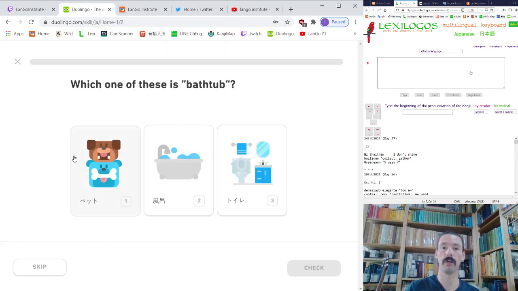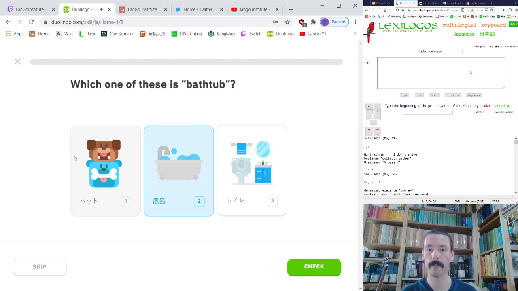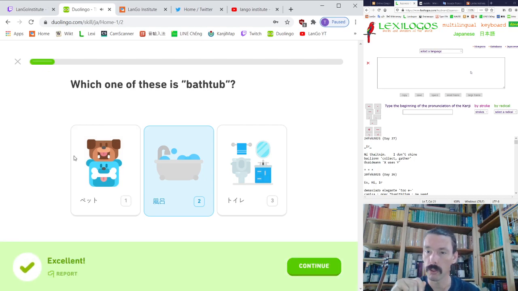A nice six-parter, bathtub. Furo. 風呂、 Furo. Furo. So a Japanese word is going to have some change in accent after the very first beat of saying it. It's either going to be an upstep or a downstep. And that's an important rule. So let's just pay attention to those features of the words.